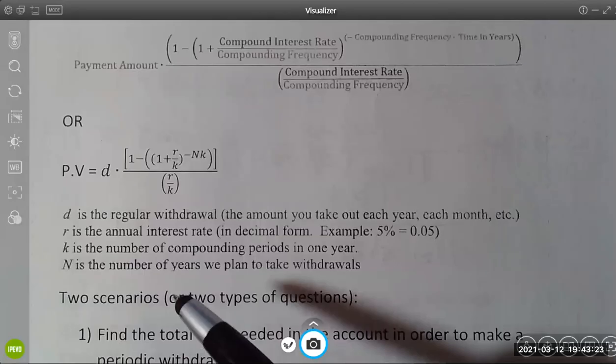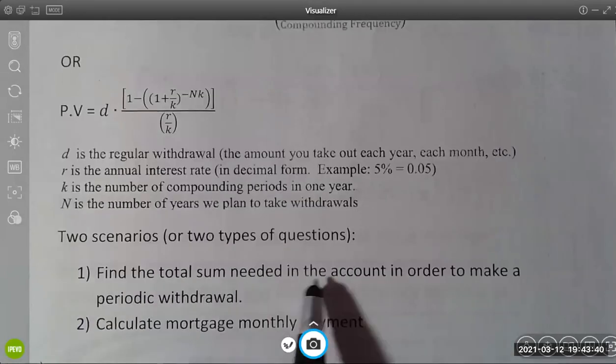Basically, we can use this formula to solve two types of account. And the present value of annuity so that people have a better understanding of exactly the meaning of present value.